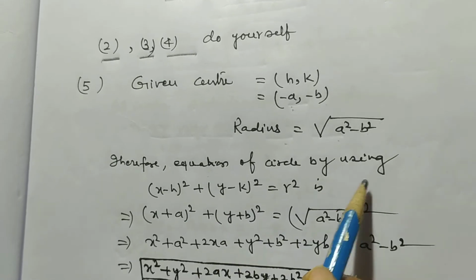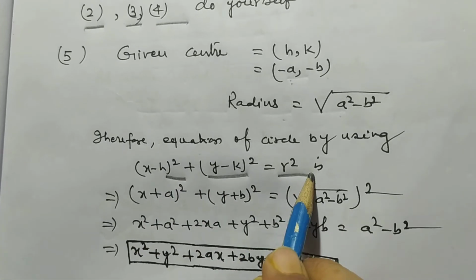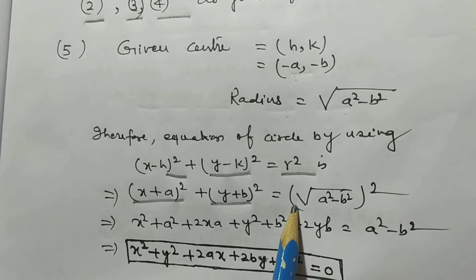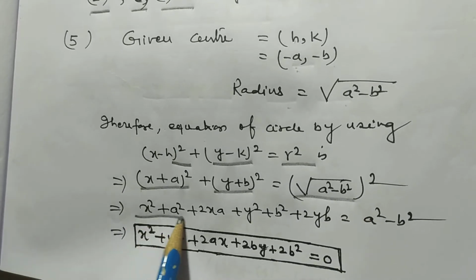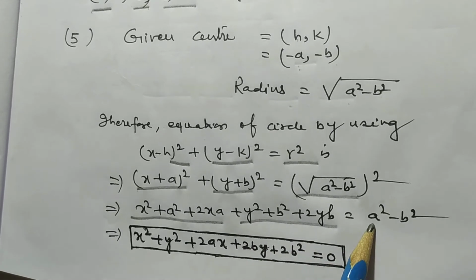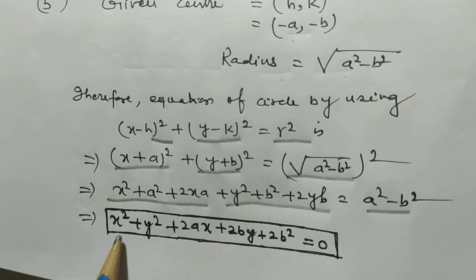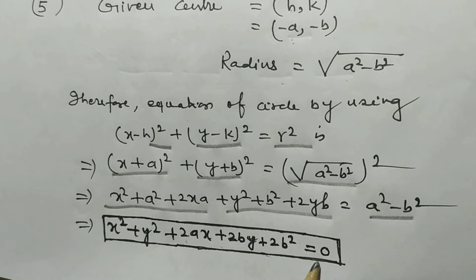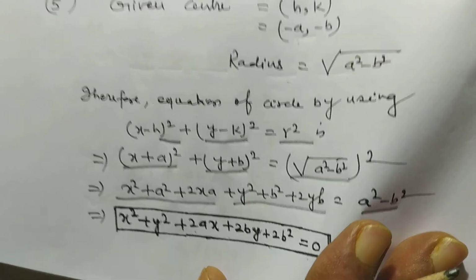Therefore, the equation of circle, using (x minus h) whole square plus (y minus k) whole square is equal to r square, is (x plus a) whole square plus (y plus b) whole square is equal to the square root of a square minus b square, whole square. This is x square plus a square plus twice xa, y square plus b square plus twice yb is equal to a square minus b square. After solving, we will get x square plus y square plus 2ax plus 2by plus 2b square is equal to 0, which is the required equation of circle.